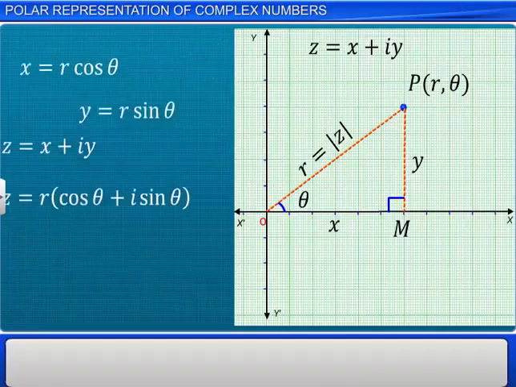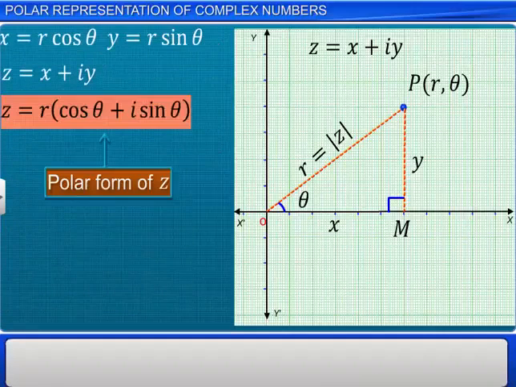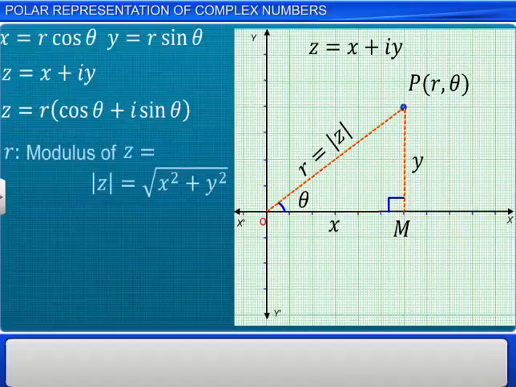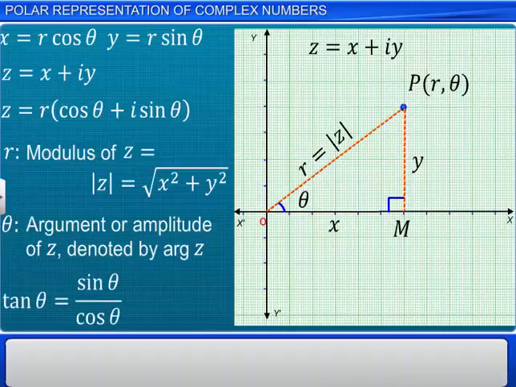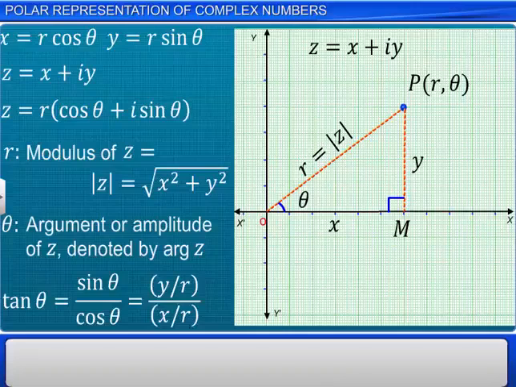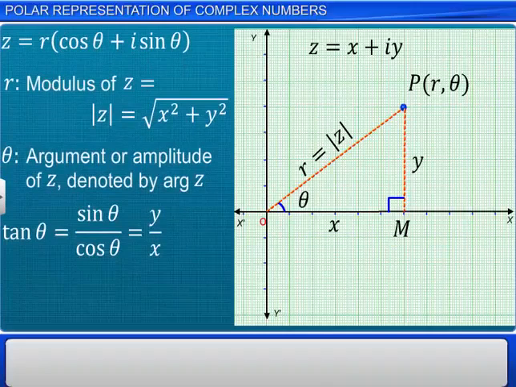This is called the polar form of the complex number. Here r is equal to the modulus of z, which is equal to the square root of x squared plus y squared, and theta is called the argument or amplitude of the complex number. We know that sin theta divided by cos theta is equal to tan theta, which is equal to y divided by x. Therefore, theta is equal to tan inverse of y divided by x.